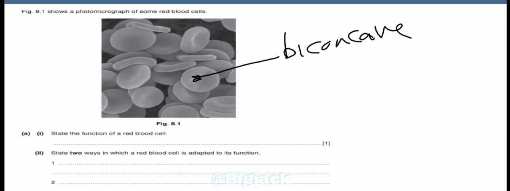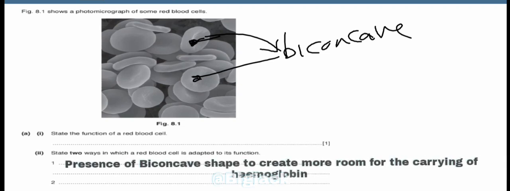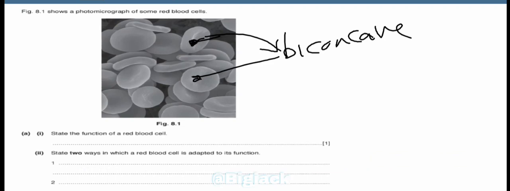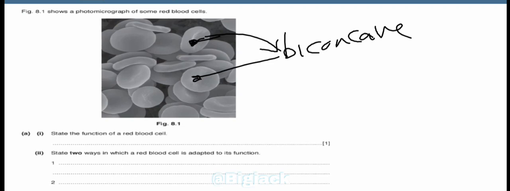Roman number 2. State 2 ways in which a red blood cell is adapted to its function. So the first one, I'm going to talk about the biconcave shape. This part here, we call it the biconcave shape. So we're going to say the presence of a biconcave shape creates more room for the carrying of hemoglobin. So next adaptation, we are going to say the presence of hemoglobin. Now this hemoglobin attracts oxygen. So the presence of hemoglobin for the attraction of oxygen. So those are the answers.